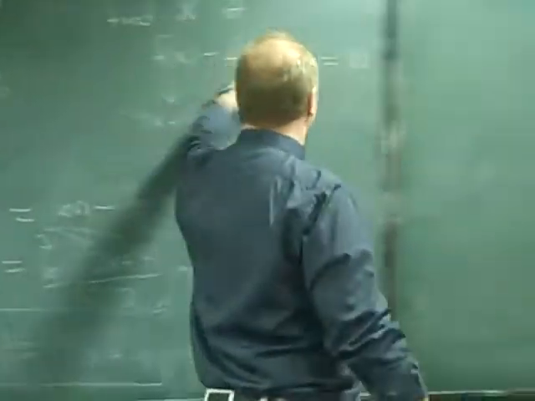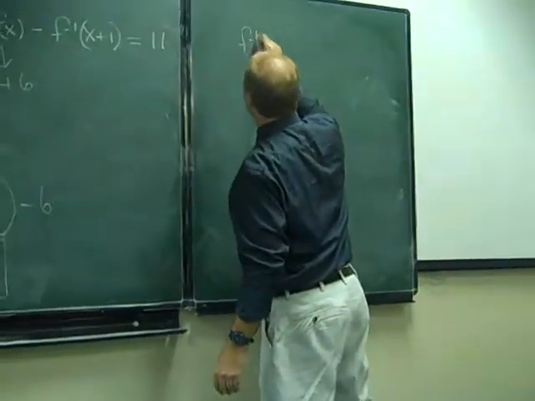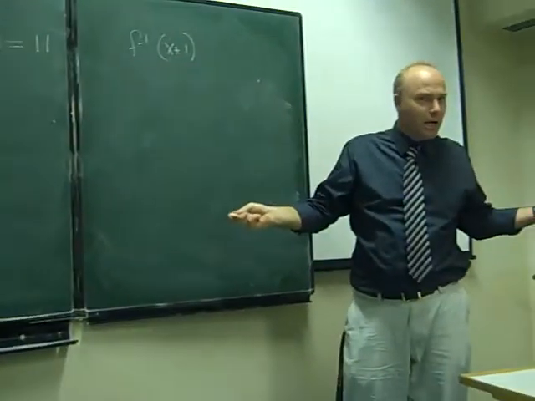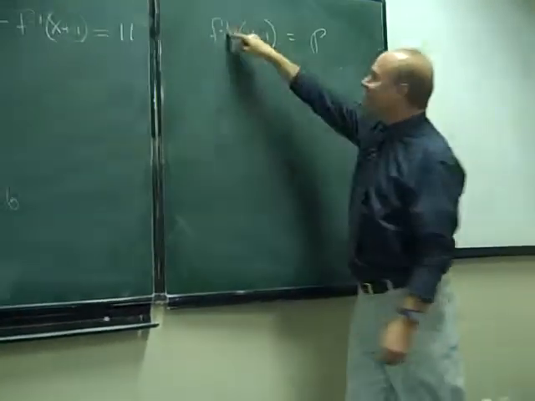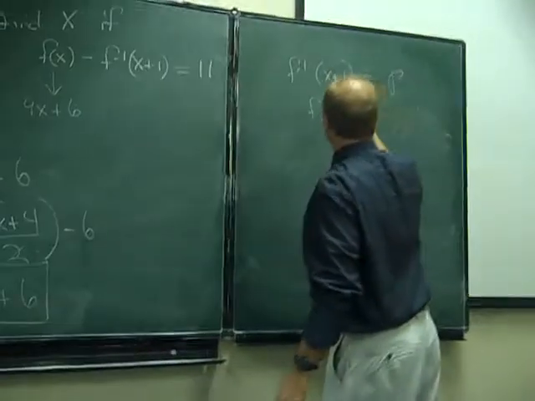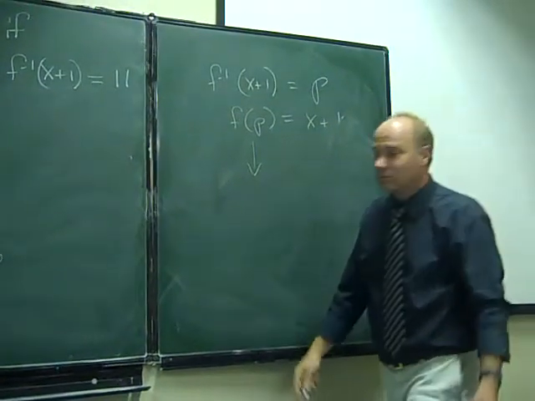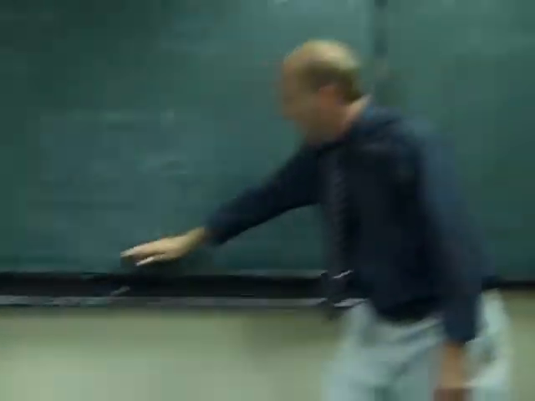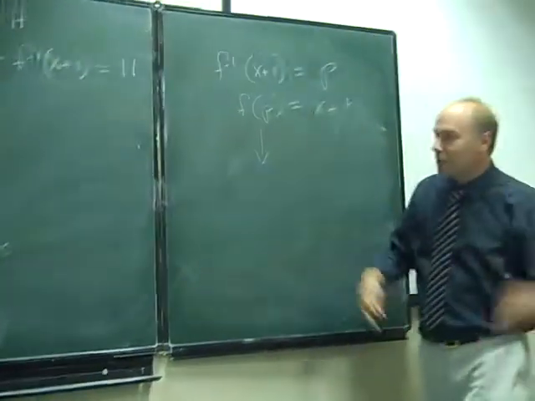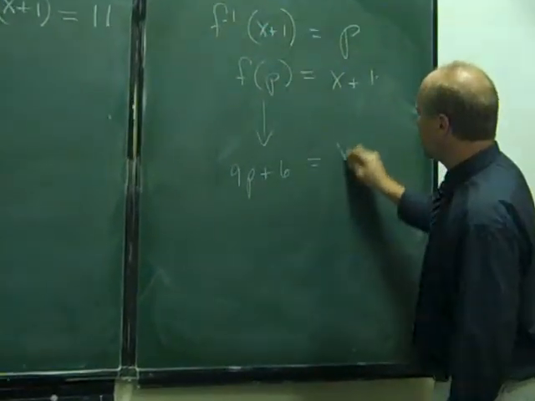Alright? Now, what about f inverse of x plus 1? Here we come over here, we say f inverse of x plus 1. Don't know what it is. Give it a name. Call it p. It's an inverse, so turn it around. Right? So f of p is x plus 1. What's f of p? We have the f rule. Here's the f rule. Right? If I want f of 10, it's 9 times 10 plus 6. I want f of p, so 9p plus 6. 9p plus 6 is x plus 1.